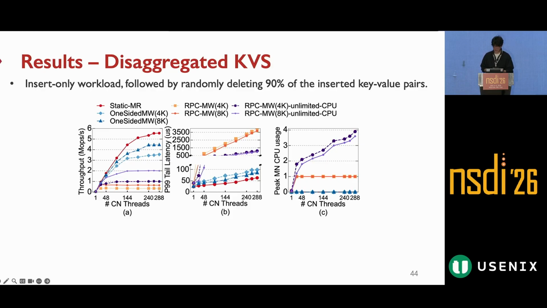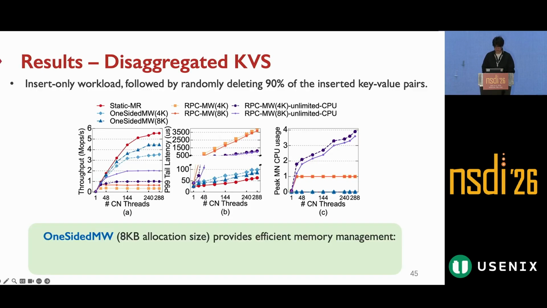The x-axis shows the number of compute node threads. The y-axis shows throughput, P99 tail latency, and peak memory node CPU usage. As we can see in the figure, RPC memory window scales poorly because the memory node CPU becomes a bottleneck. At 288 threads across 6 compute nodes, it achieves only 6% of static MR's peak throughput. At the same allocation granularity, one-sided memory window can achieve up to 10.6 times higher throughput than RPC memory window.